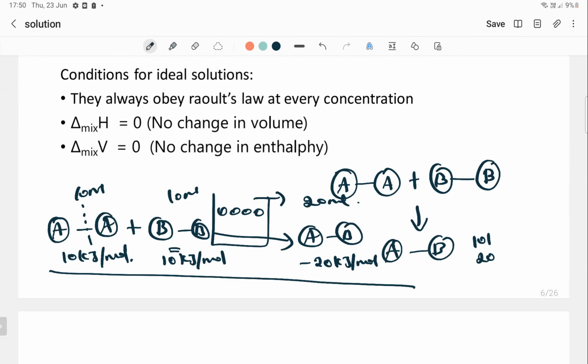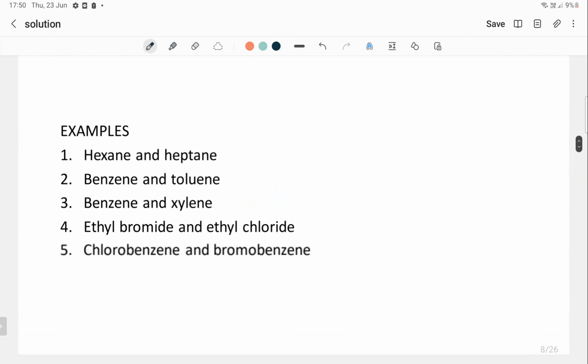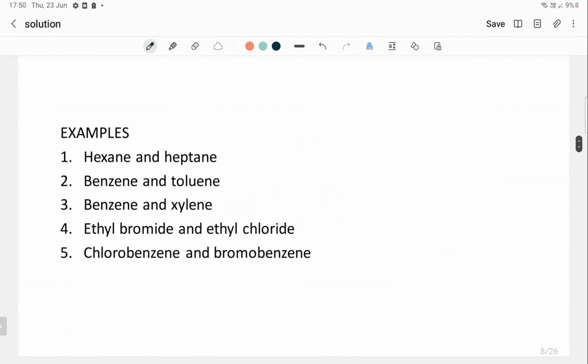Now these are the three important conditions. Nothing is like that, but nearing almost 99.9%, 99.5% ideal solutions will be there. So for that, I have disclosed some examples. These are all the examples of the ideal solution.